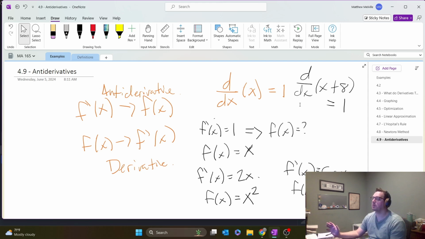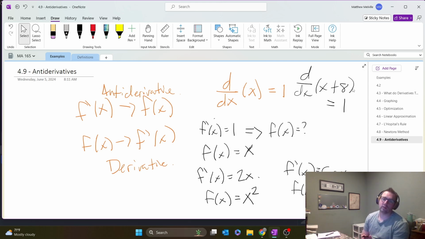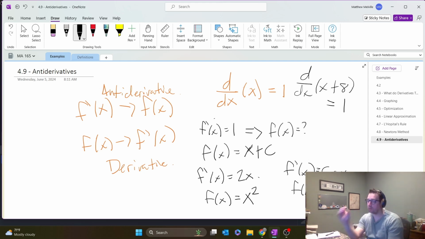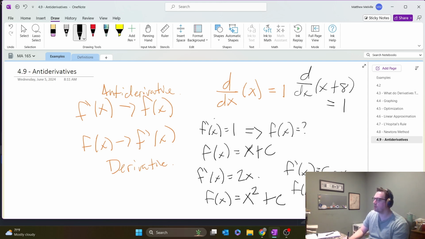There's infinitely many possibilities. I could add any constant at the end of this, and you get a different equation that has the same derivative. So we call them a family of antiderivatives. So we can say, okay, I know that if it's 1, it could be x plus any constant, c. C could be 0. That's this one right here. C could be 8. That's this one here. So we know that if I have a family of antiderivatives for this one, well, isn't that true for all of them then? Well, that is correct. It's true for every single one.